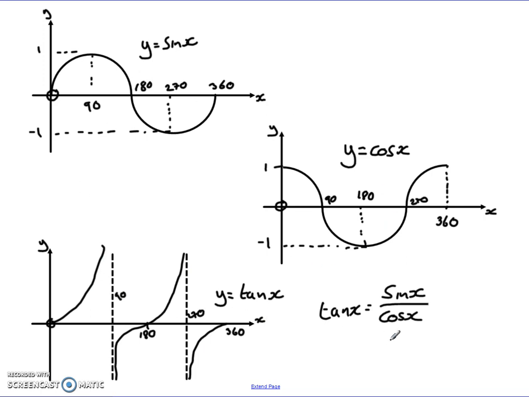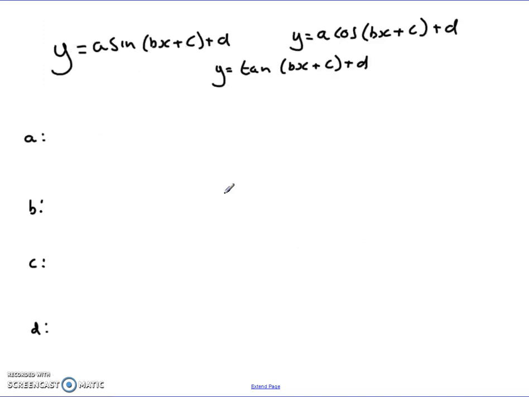Now, we can transform all three of these graphs using the same set of rules and the same set of properties. And that's when they look like this up the top here. So you can transform them of the same form. y equals a sine of bracket bx plus c, plus d. y equals a cos of bracket bx plus c, plus d, or y equals tan of bracket bx plus c, plus d. Now we'll see in a second why we don't have an a with the tan one, because that really doesn't do much to the graph at all.